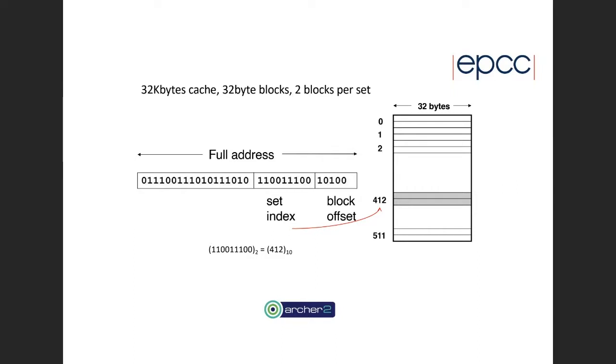Okay. So suppose the data we're looking at has this address. Then essentially, 32 bytes, and 32 is 2 to the 5, so we ignore the bottom 5 bits, and 512 is 2 to the 9, so we look at the next 9 bits. The value of these bits in the address tells us which set that data is going to be cached in. That turns out to be decimal 412. So the data at this address will be cached in set 412, but it can be stored in either of the 2 blocks in that set.